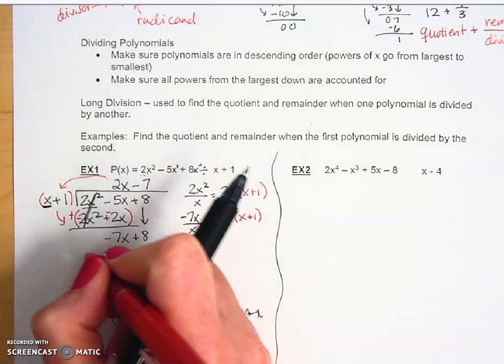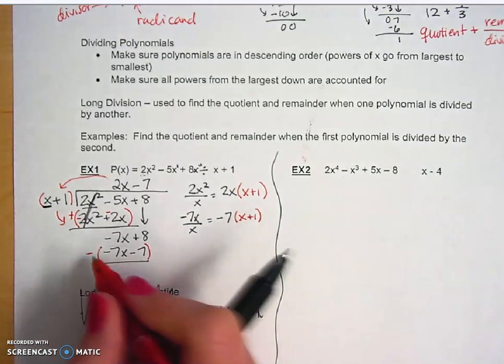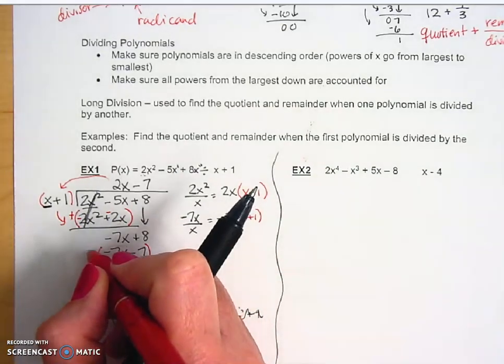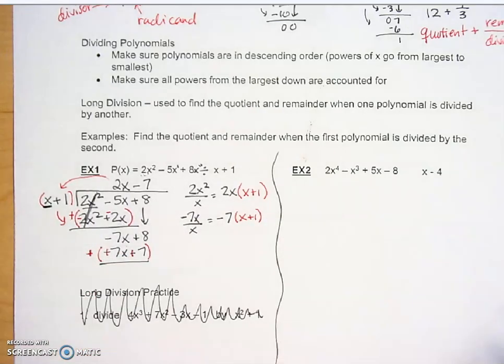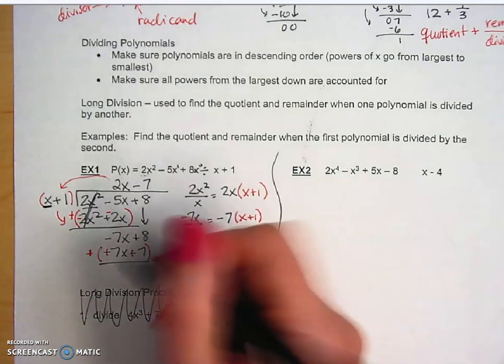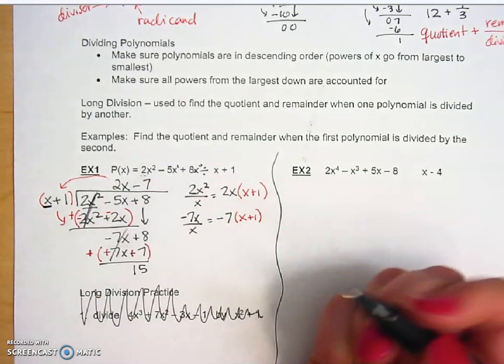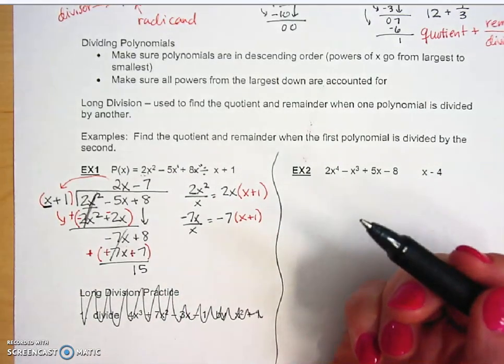And I have to subtract off this entire row. Well, subtracting off is the same as adding the opposite, so I'm going to change this to plus and then add the opposite of these two things, so change their signs. So now the 7x's cancel, and the 8 plus 7 is 15. And I have no more terms to bring down, so that's how I know I'm done.